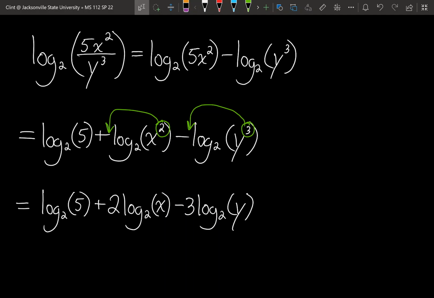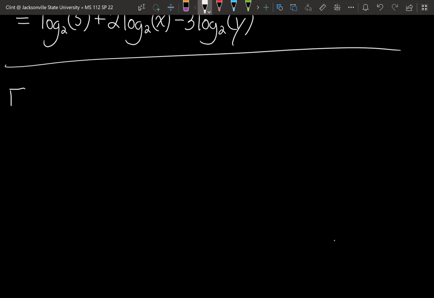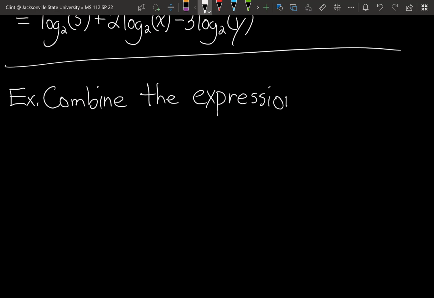And then sometimes they'll give us a problem where we're just doing the reverse. Like it'll start us off with something like we ended up with here and tell us to combine all of these things, so we can work backward. So it'll say, combine the expression, and what that means is we know we're done when we only have one log.